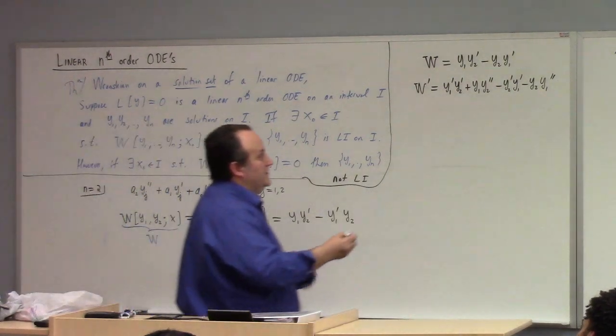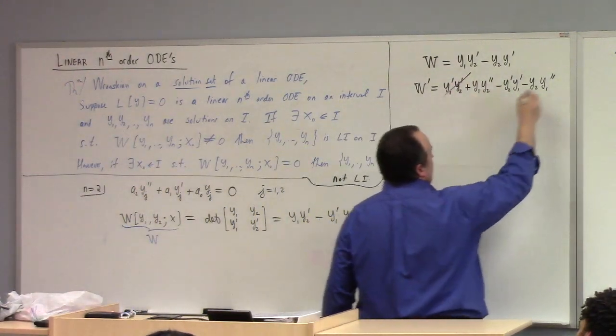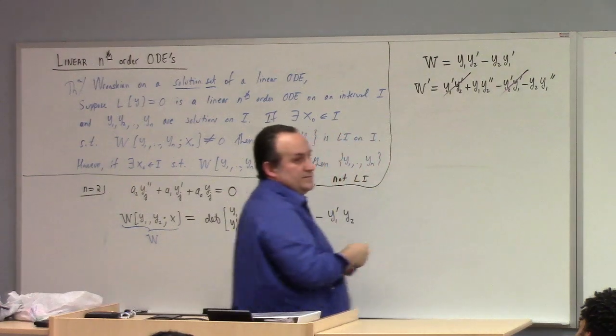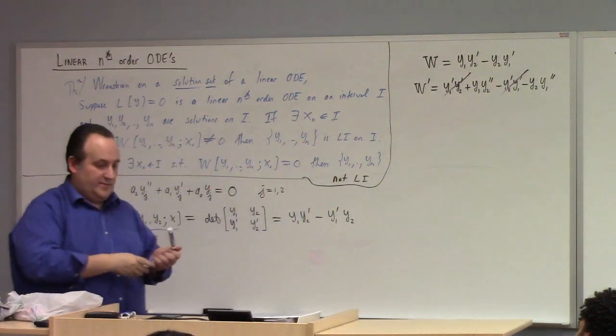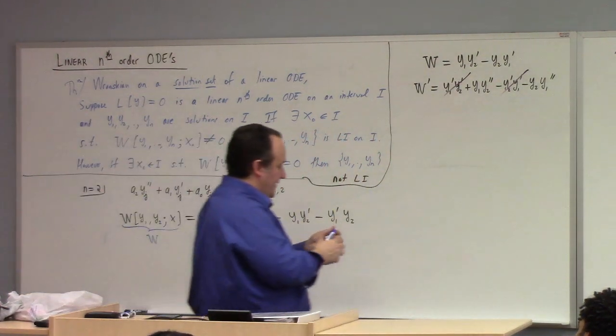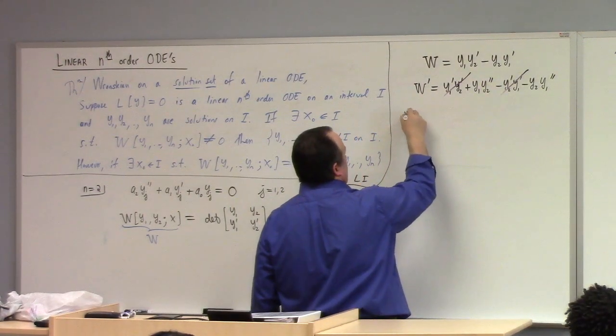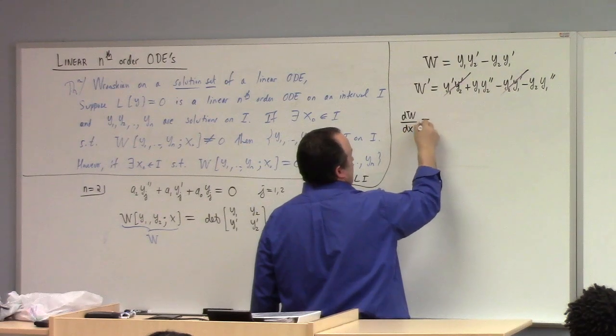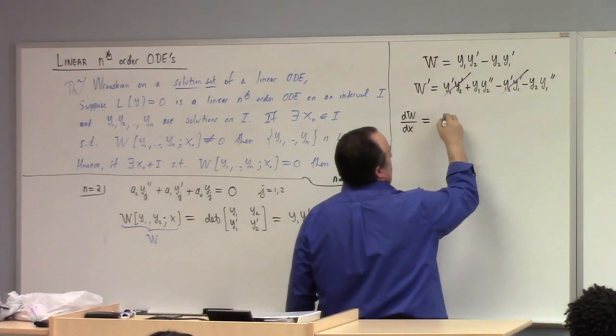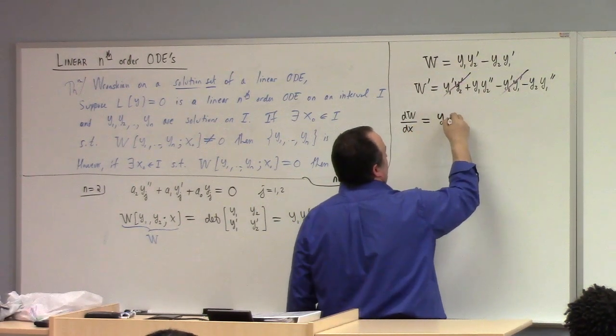That's wonderful, because this and that would be canceling, right? And on the other hand, we've got the derivative of the Wronskian, dW/dx, apparently is y1 times y2 prime prime, right?